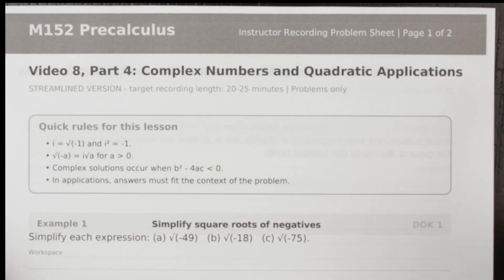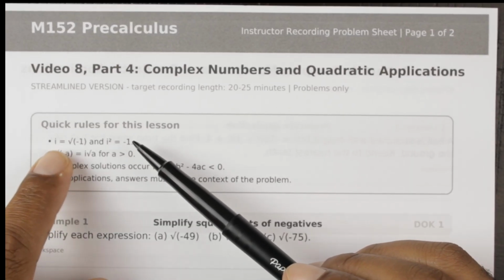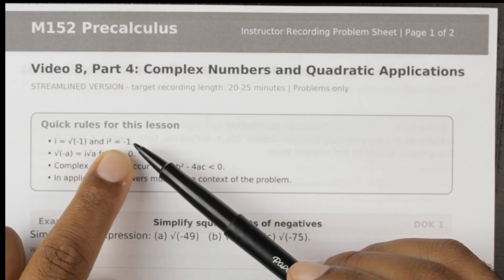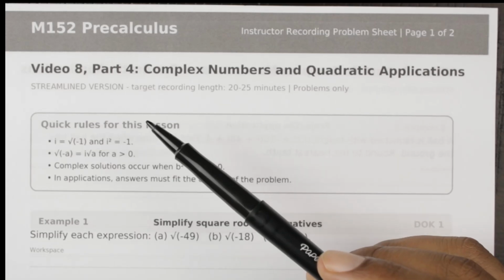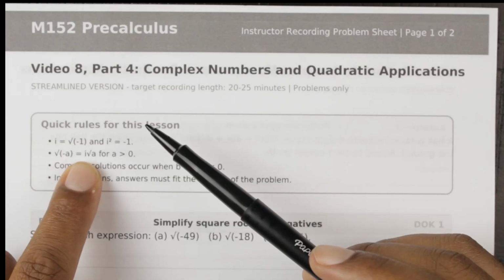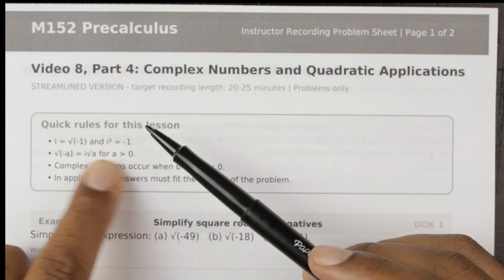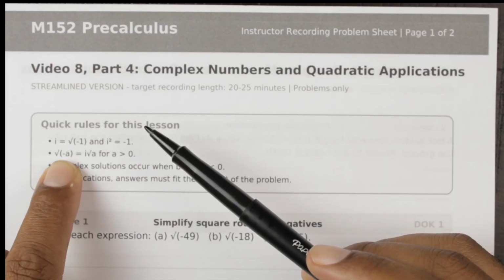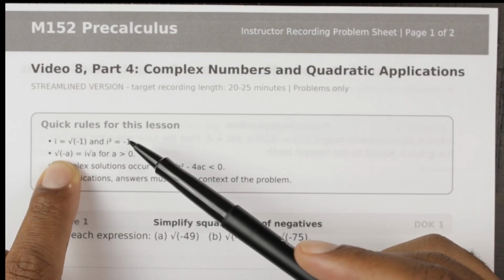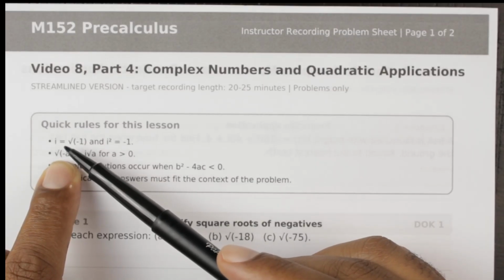So let's begin with some quick rules. Some quick rules in this lesson are i stands for the square root of -1, and i squared stands for -1. The square root of -a is equal to i square root of a, for a greater than 0. Just for the record, this -a is the same as having a -1, right? The square root of -1 is essentially i, okay?